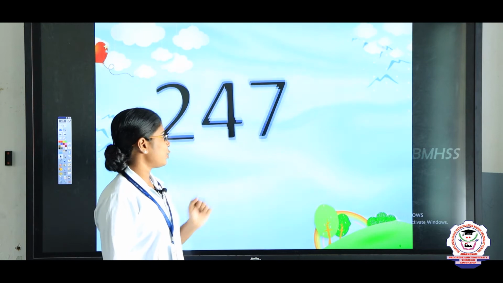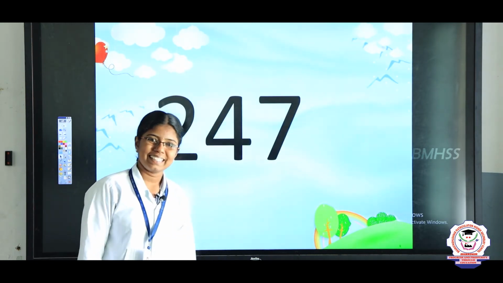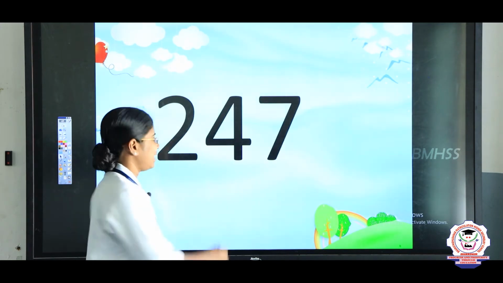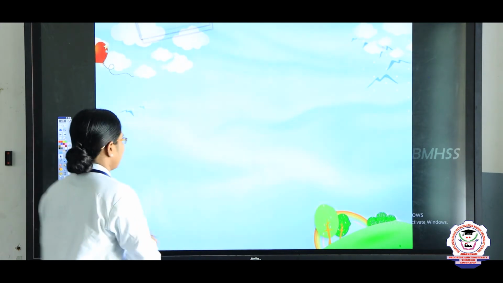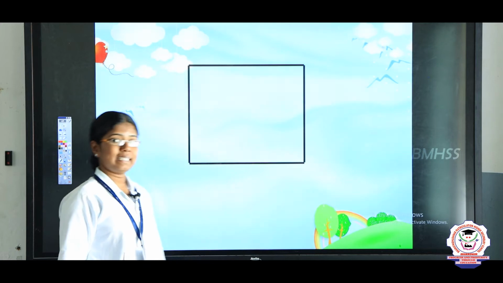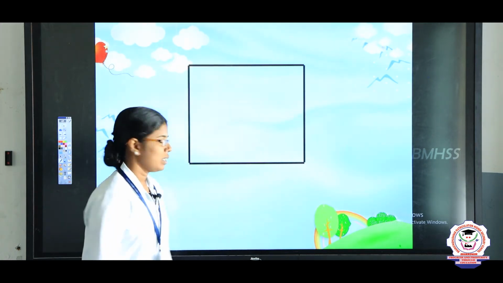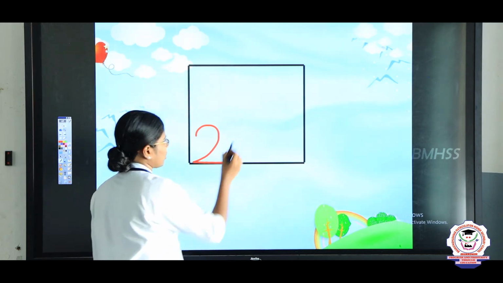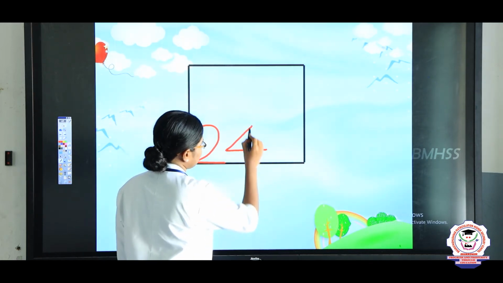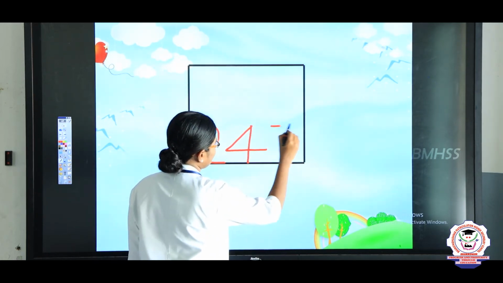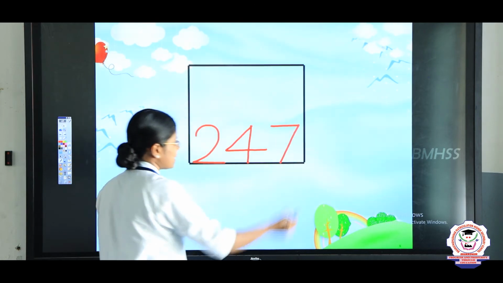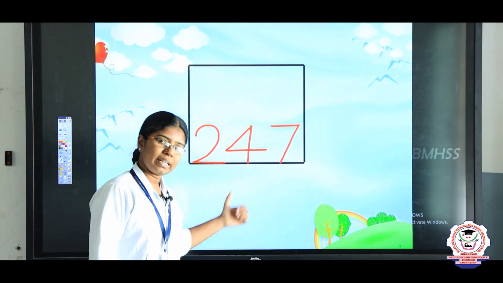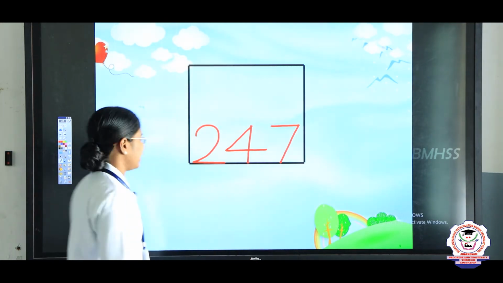Anjali, now you tell me what number is this? Yes, 247. Very good Anjali. Now listen. We are going to write the number in the checked page now. Listen to me carefully. 2, 4, 7. How to write 7? Sleeping line, slanting line. So 2, 4, 7, 247. Good.